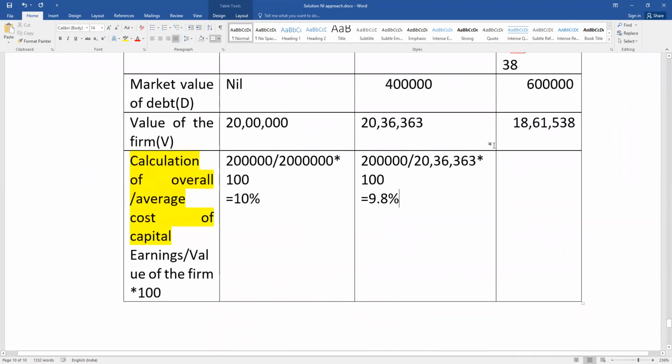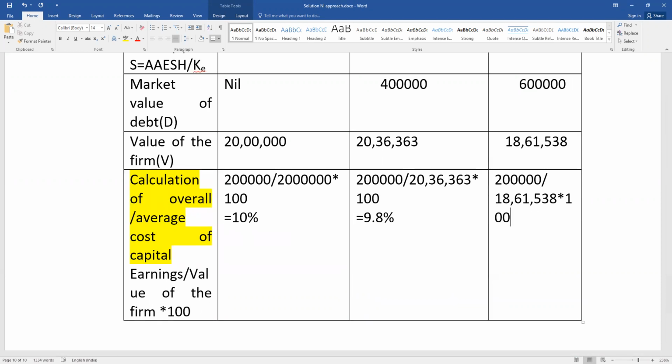Now coming to the last plan, we have 2 lakhs as your earnings divided by the value of the firm, 18,61,538, into 100. This will give us the rate of 10.74%.